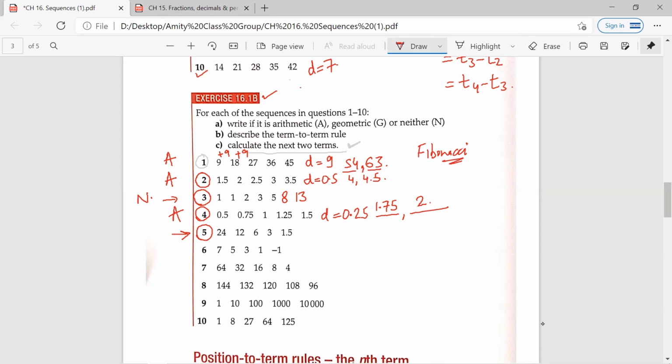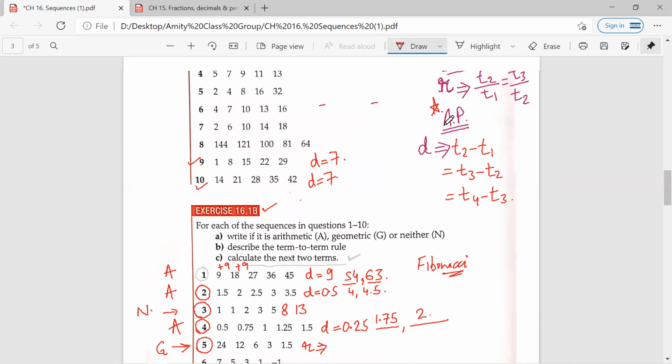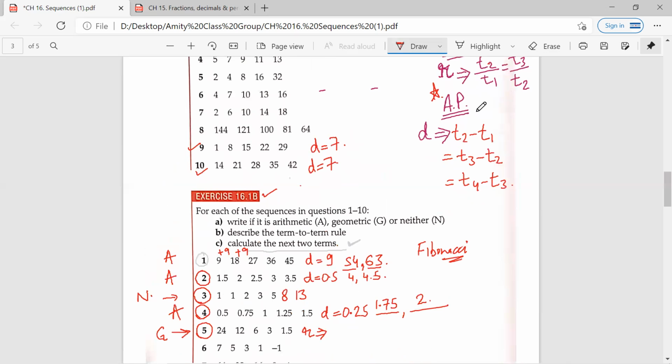Question number 5, it is a geometric progression. The next two terms are 0.5 and 0.375. What is the common ratio? The common ratio is 2. What is the common ratio? -2. -2. What are you saying? What is the formula for common ratio? We had discussed here: T2 by T1, T3 by T2. So what is the common ratio?